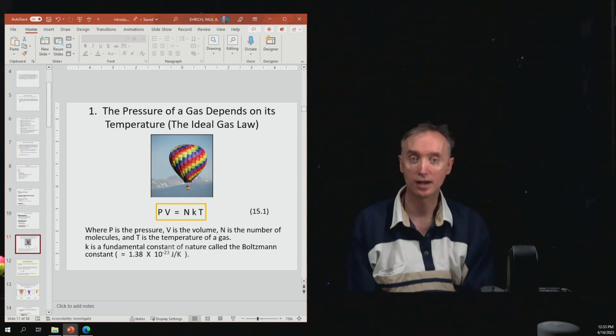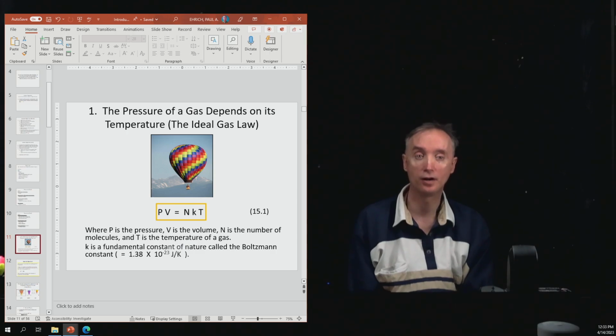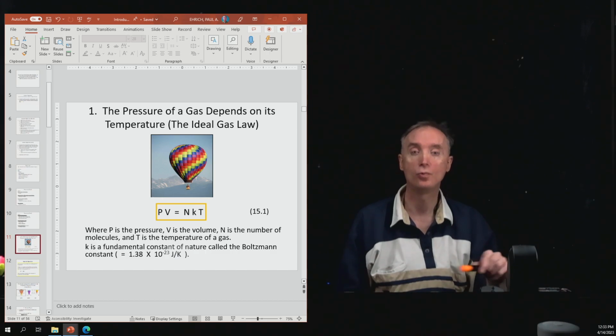This is called the ideal gas law, and it relates the pressure of a gas, P, to the volume of the gas, V, to the number of molecules of gas, that's N, and then T is the temperature of the gas, and then K is a fundamental constant of nature called the Boltzmann constant, which you do not need to worry about. So what you should know for the exam, though, is how does this formula work?